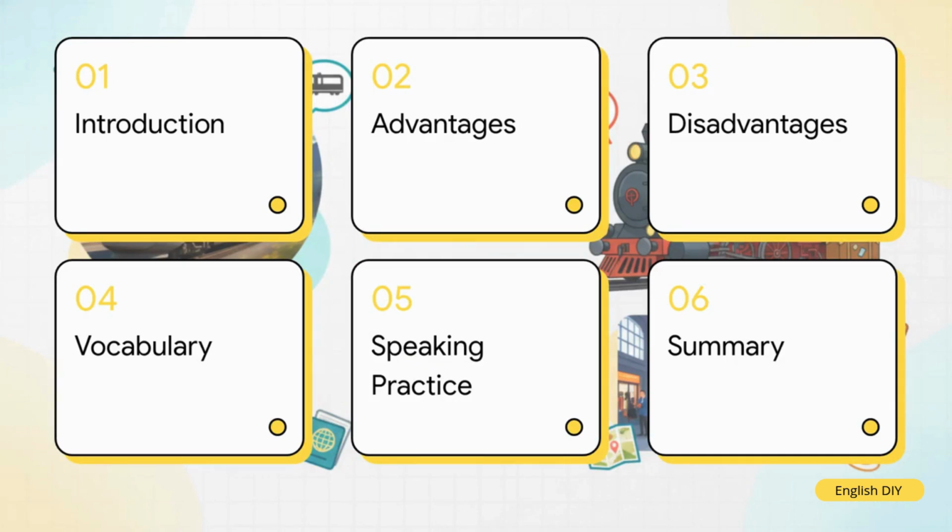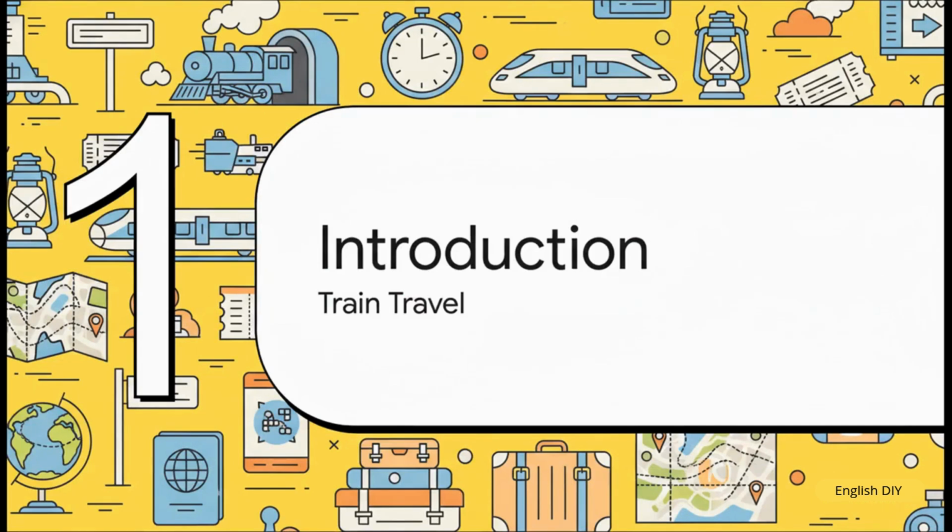Really quickly, here is our agenda for today. We're going to cover an introduction, the main advantages, and the disadvantages of train travel. Then, we'll look at vocabulary and context, do a little speaking practice, and finish up with a final summary. All right, Section 1, Introduction to Train Travel. Let's get this journey started.